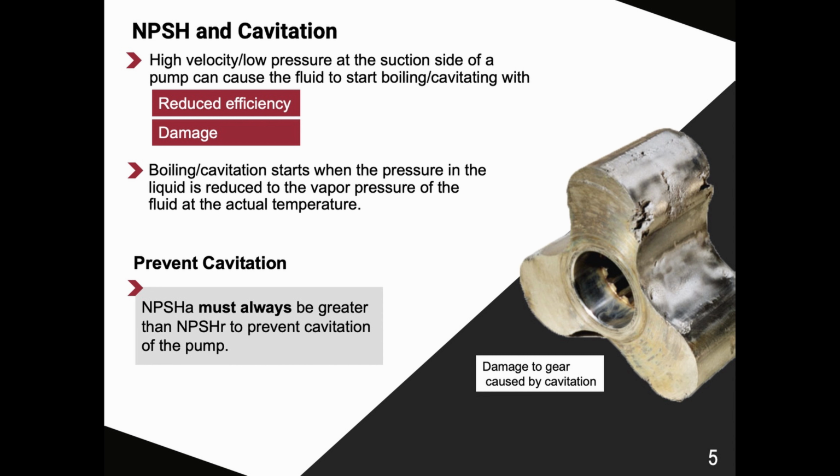High velocity and low pressure at the suction side of the pump is going to cause the pump to cavitate, which will dramatically reduce the efficiency and damage the gears of the pump. The cavitation is going to start when the pressure in the liquid is reduced to the vapor pressure of the fluid at the actual temperature. So the NPSHA, which is designed by you, the engineers, must always be greater than the NPSHR, which is again a function of the pump itself. And if you can keep that higher than the NPSHR, you're going to prevent this cavitating, which is not a good thing.